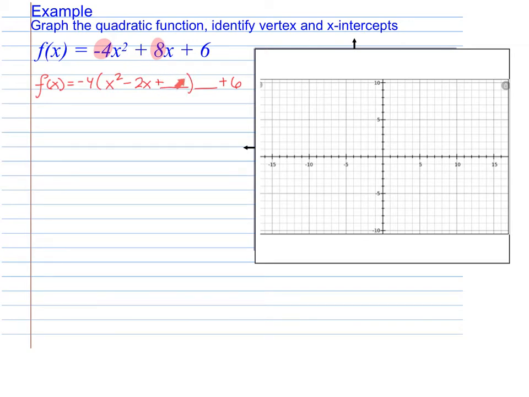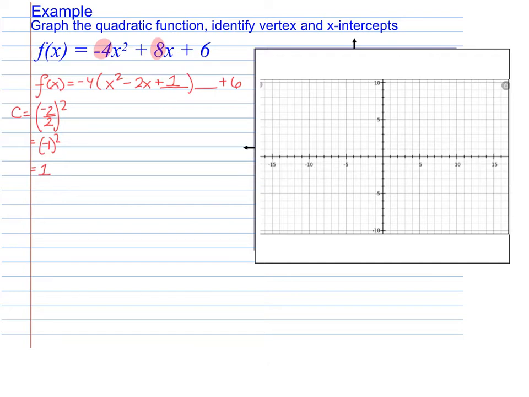The way you're going to find this number is by taking your middle number, your B, dividing it by 2 and squaring it. So to find our new C, we take our middle number, our B term, divide that by 2 and square it. We're going to get -1 squared, which is 1. So this one right there will make it a perfect square trinomial.